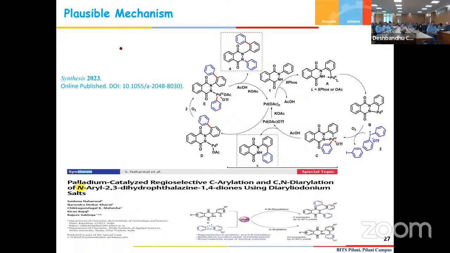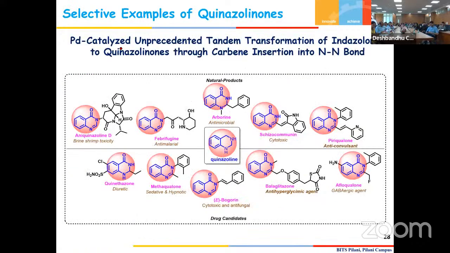So formation of a 5-membered palladacyclic intermediate, which undergoes coordination and then further arylation to obtain the compound product 3, which can further undergo a second subsequent step without the involvement of palladium to form a C-N arylation product. This is a very interesting project, and this is a very surprising result that we obtained.